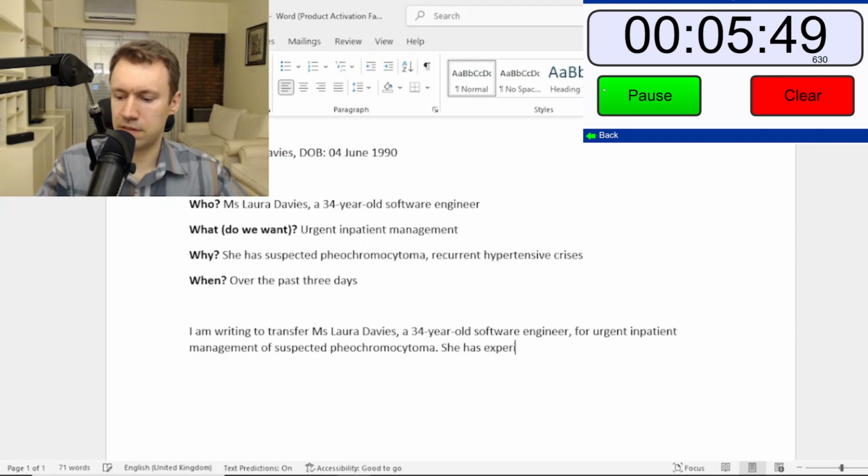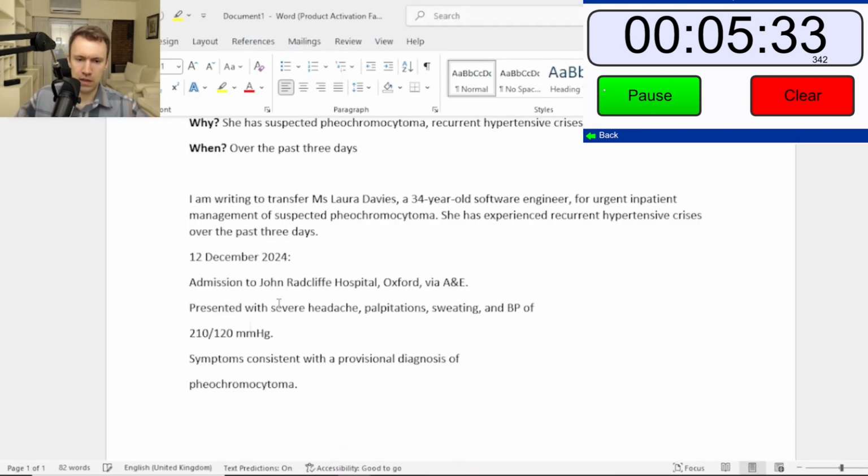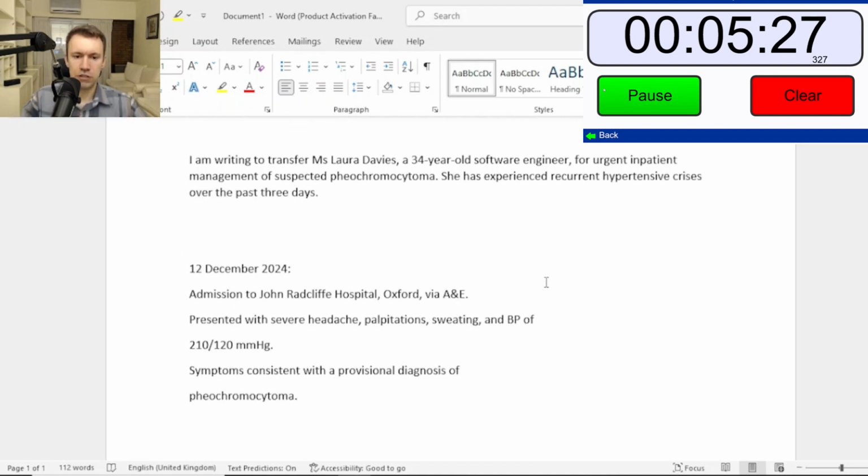She has experienced recurrent hypertensive crises over the past 3 days. So we're going to start with the information from the admission and the symptoms with which the patient presented when we first received her. So we'll turn these notes here into full sentences.